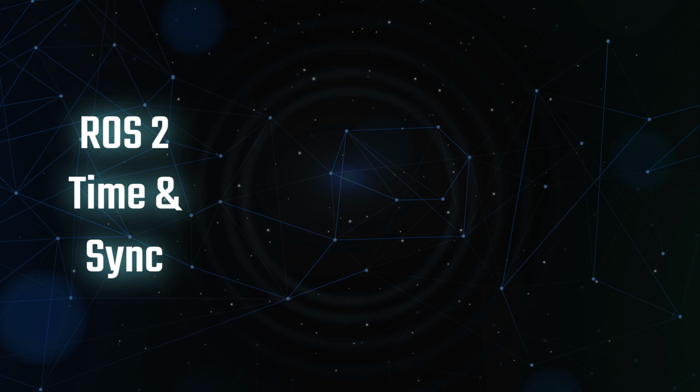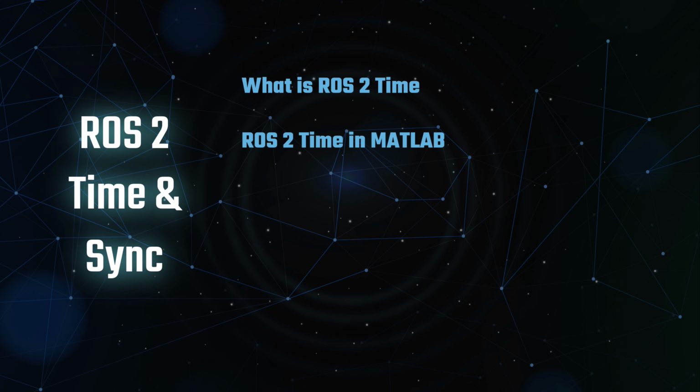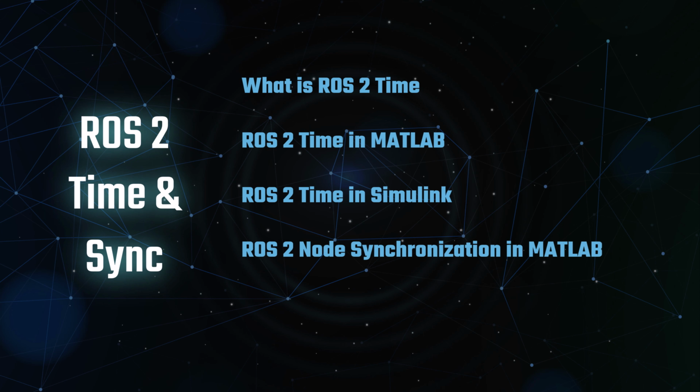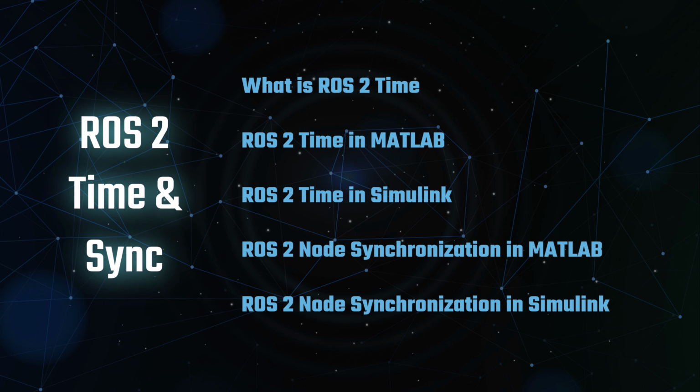Let's take a closer look at the outline for today's session. We'll begin with an overview of the ROS2 time concepts, explaining the different types of time in ROS2. Next, we'll demonstrate how to access the current ROS2 time in both MATLAB and Simulink. Finally, we'll show how to synchronize nodes in both MATLAB and Simulink.